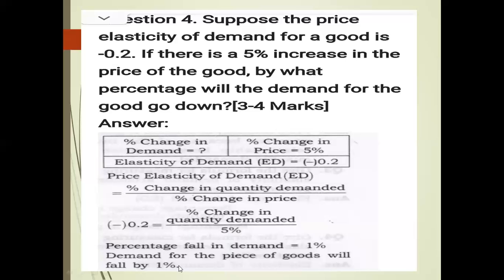Again, I am explaining, listen carefully. The price elasticity of demand is given as minus 0.2, and the percentage change in price is also given, 5%, and we have to calculate the percentage change in quantity demanded. So we will apply this formula, percentage change in quantity demanded over percentage change in price. You put the values here, do cross multiplication, and you will get the percentage fall in demand is 1%.